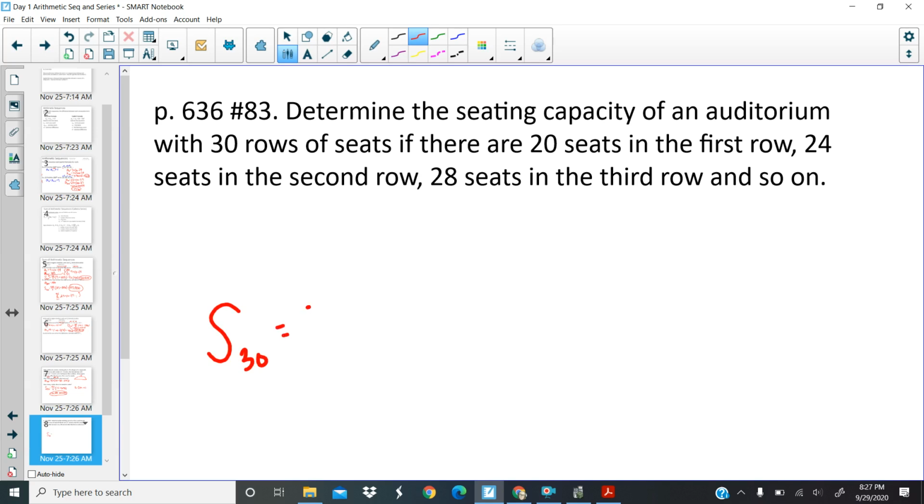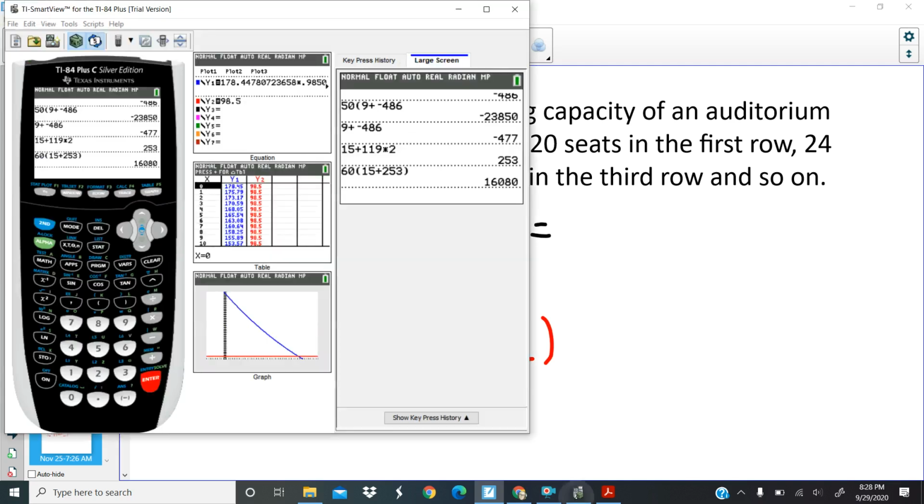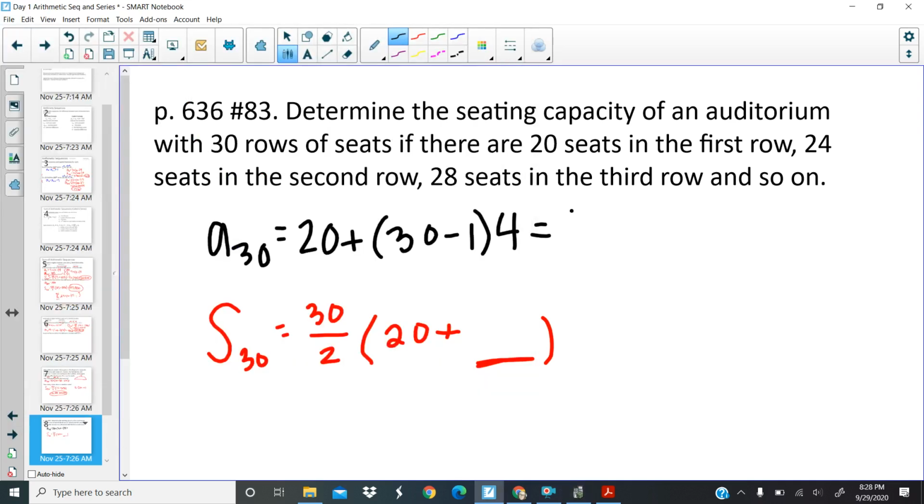And then, so it's 30 rows, so that would be 30 divided by 2 times the number of seats in the first row. And there are 20 seats in the first row, plus the number of seats in the last row. So we have to find the number of seats in the last row by doing the explicit formula for A sub 30. And then that is going to equal the number of seats in the first row, which is 20, plus n minus 1, so that's going to be 30 minus 1, times the common difference. And the common difference, it goes from 20 to 24 to 28, so we're adding 4 each time. So then we're going to evaluate 20 plus 29 times 4. So 20 plus 29 times 4 gives us 136 seats in the last row.